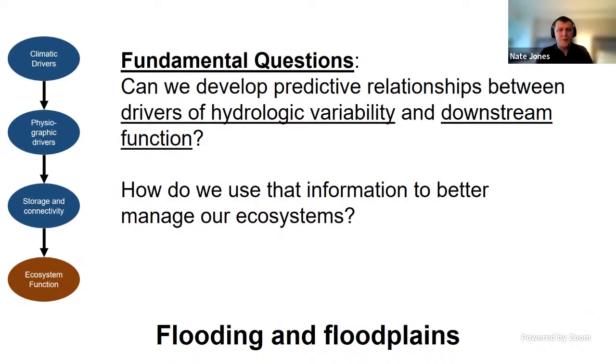Back to these fundamental questions. Can we develop predictive relationships between drivers of hydrologic variability and downstream function? And how can we use that to better manage our landscapes?